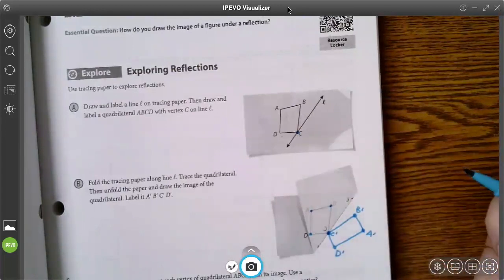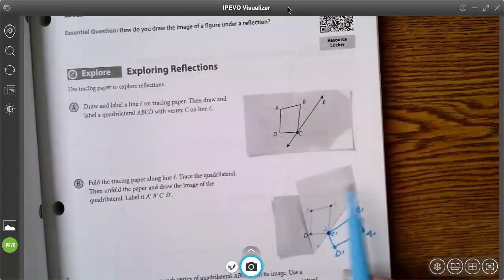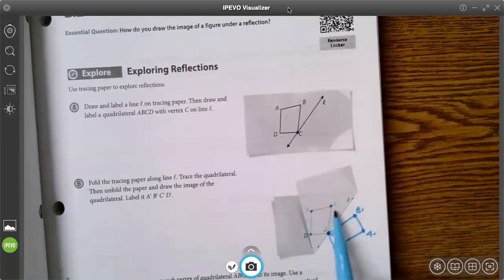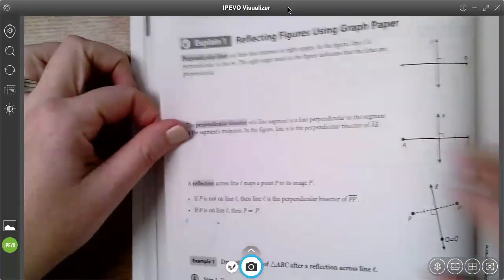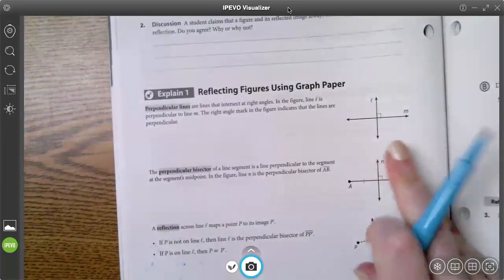Another thing that you might notice is, unlike translations where they simply slide the figure up or down, left or right, this one is a mirror image. And so if B was closer to the line on the original figure than A was, then in the new figure, the image, B prime is going to be closer to the line than A prime is. So it's a reflection. You're pretty familiar with the concept of reflections, I hope, so I won't elaborate too much on that. What we need to focus on is how to do them, how to reflect certain figures.